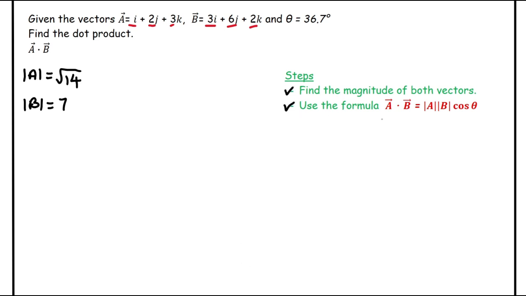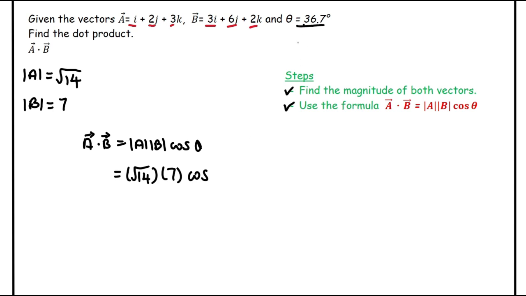The next step is to use this formula. The dot product of A and B is equal to the magnitude of A, the magnitude of B times cos theta. This is equal to, the magnitude of A is the square root of 14. The magnitude of B is 7 multiplied by cos theta.